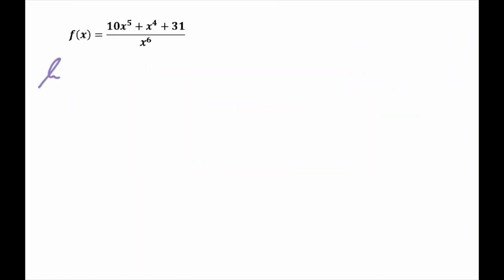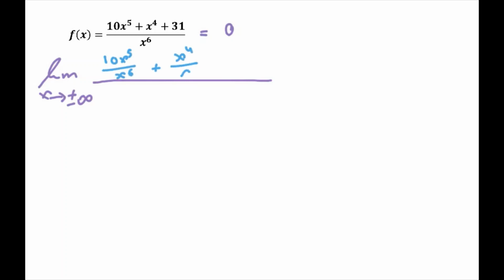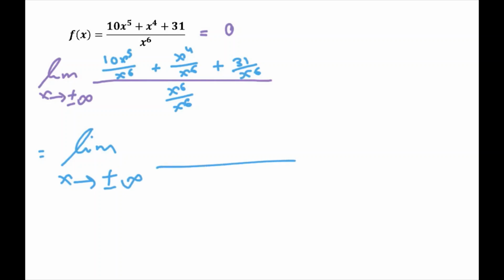Same here. Now we know that the answer should be 0 because the degree of the numerator is less than the degree of the denominator. But we need to do it in a formal way. So we are dividing each term in the numerator and denominator by x to the power of 6. And that's going to be equal to the limit as x approaches positive or negative infinity.